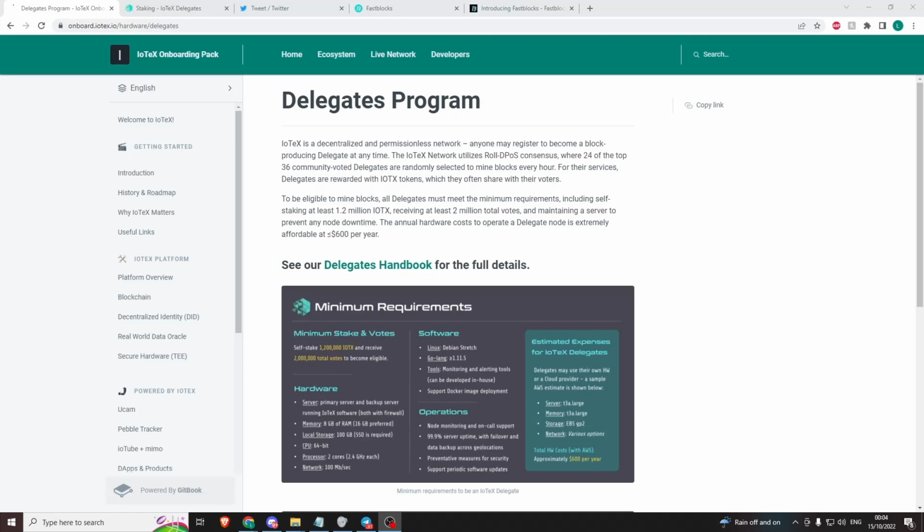Today I'm going to talk about how to mine IoTeX, how the IoTeX node system works, and the IoTeX delegates program. So let me just read this paragraph first because I think it explains it pretty well. IoTeX is a decentralized and permissionless network. Anyone may register to become a block producing delegate at any time.